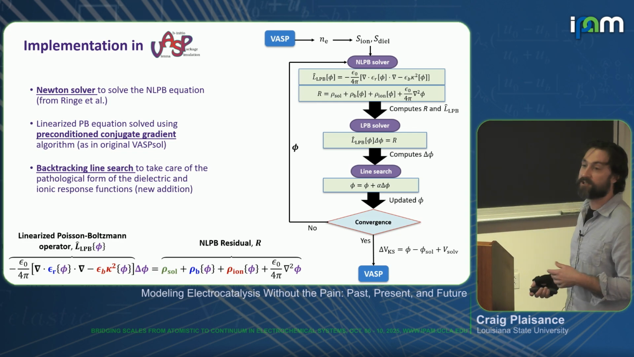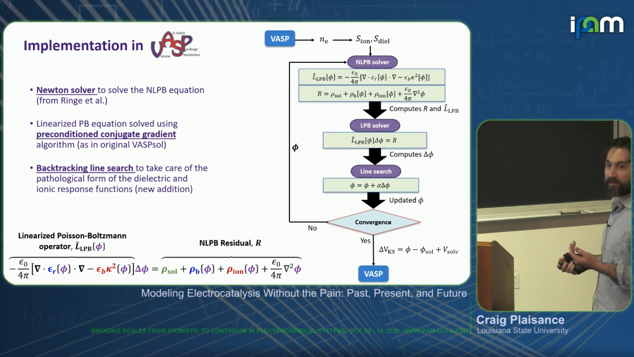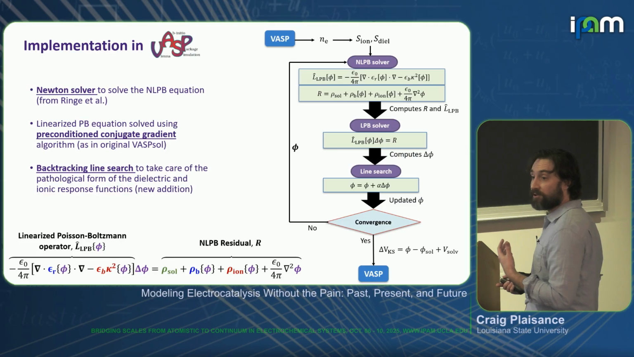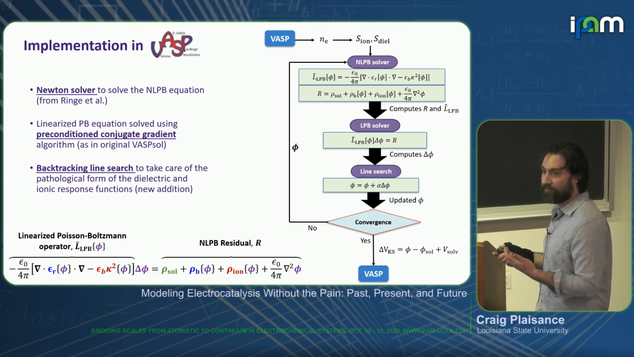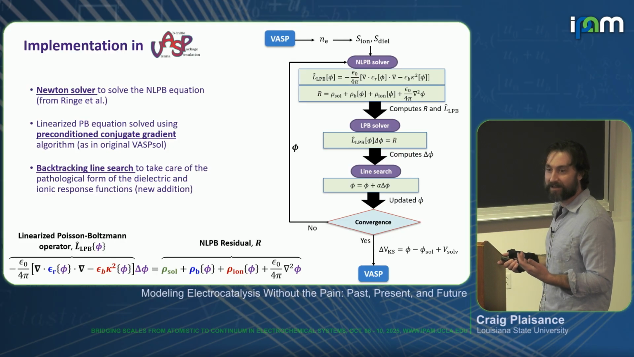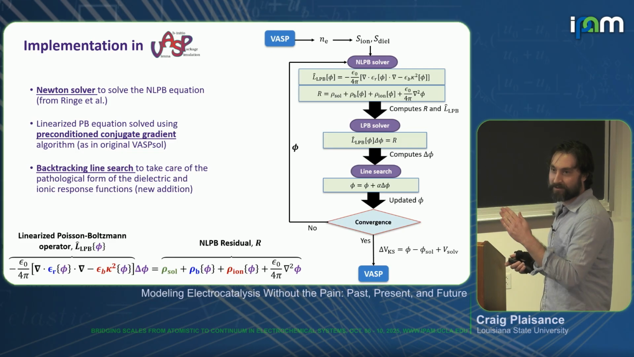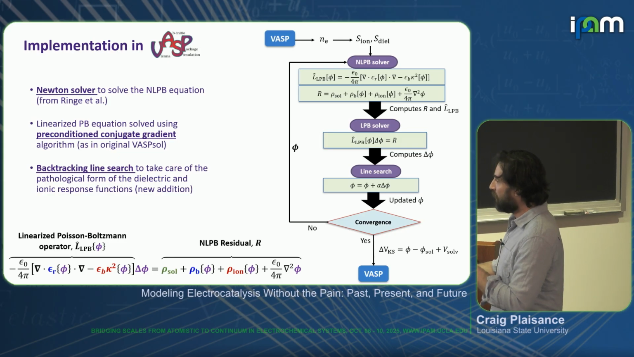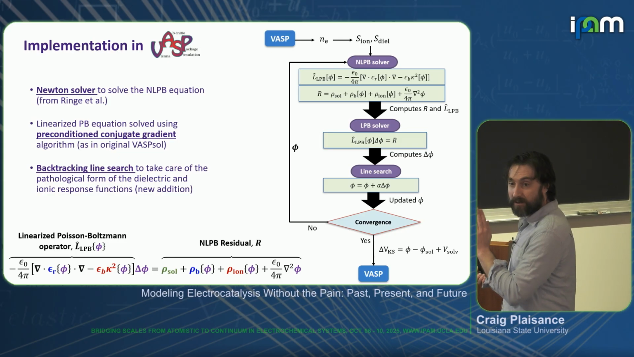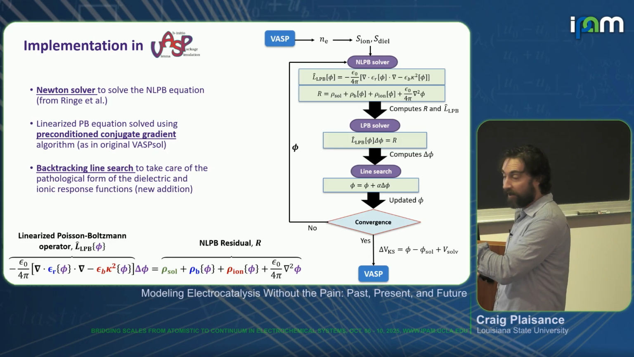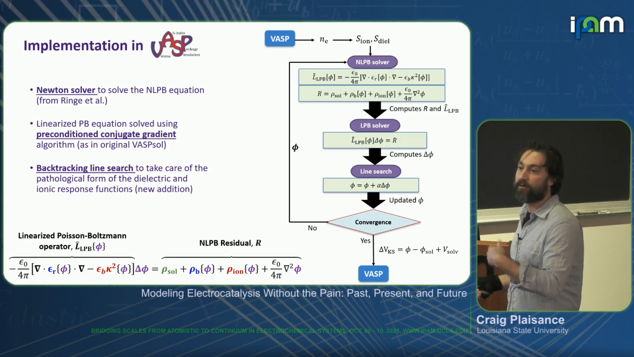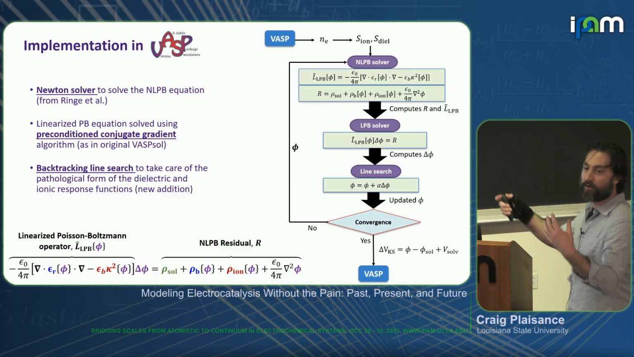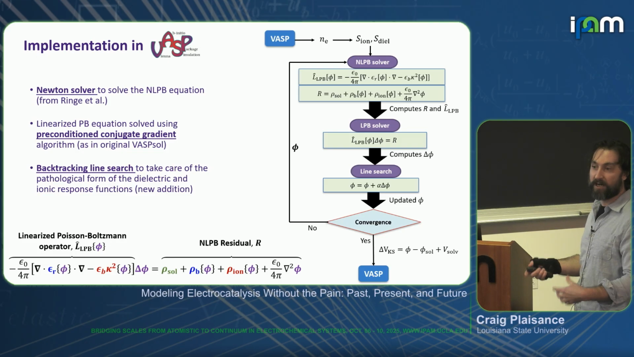And the line search is critical. Without the line search, it doesn't converge, because you have this pathological shape of the response curve. It's like if you ever took a numerical methods class, it's when the secant method doesn't converge. So we have to do this line search. And after we take a step along the search direction with the line search, we get a new potential and we just do the whole thing over. So it's basically a Newton solver block nested around a linearized conjugate gradient block.